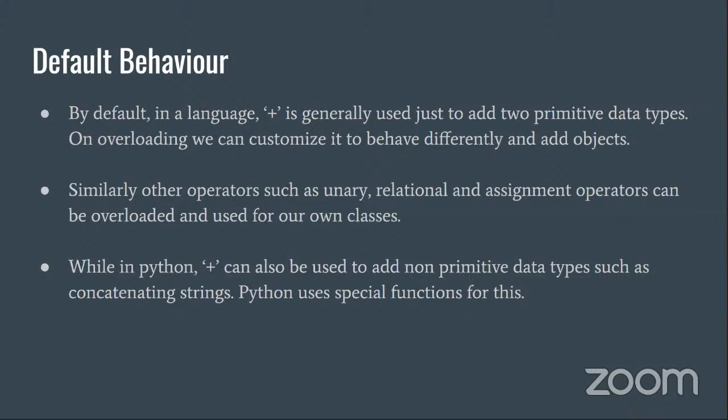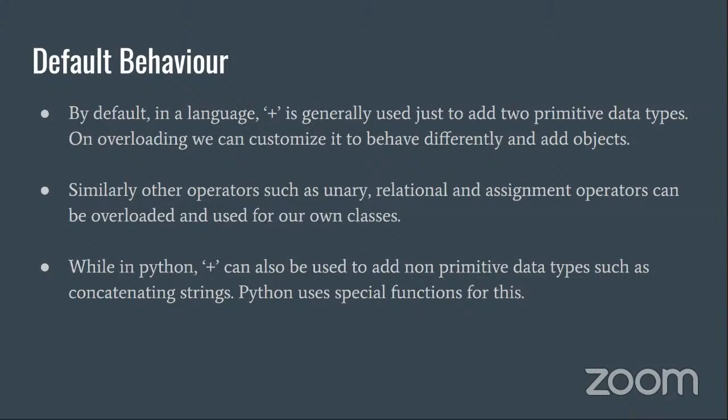By default, in a language, plus is generally used just to add two primitive data types, like we can add two int values or two float values. On overloading, we can customize it to behave differently and add objects. Like if two objects contain strings, on plus operator overloading we can even add these two strings in C++. Similarly, other operators such as unary, relation, and assignment operators can be overloaded and used for our own classes.